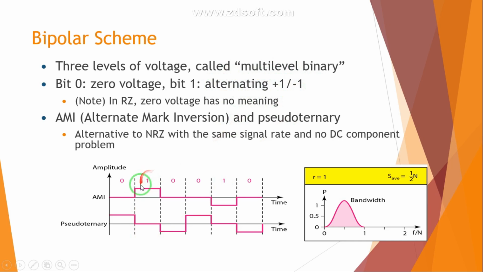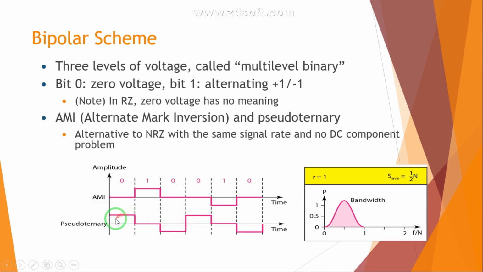So if the next bit is logic 1, it is going to be represented by plus 1. But since the next bit is 0, it is represented by 0 voltage. Next bit is 0, represented by 0 voltage. But now the next bit is 1. So it is alternate mark inversion. Earlier, for logic 1 it was positive. Now for the next logic 1 it would be represented by negative voltage. So it is called alternate mark inversion.